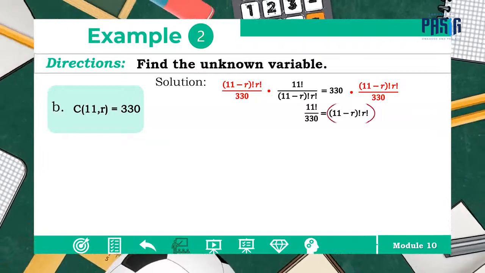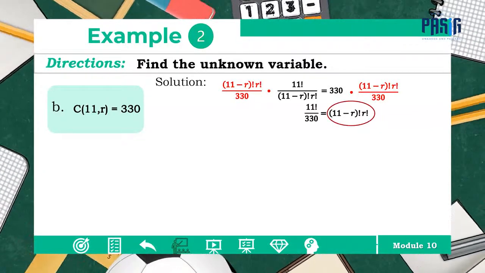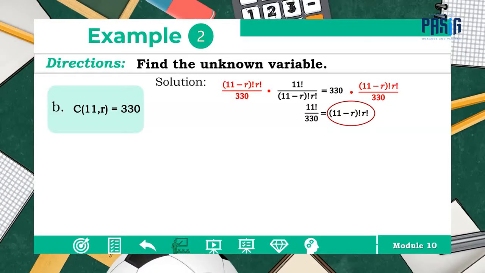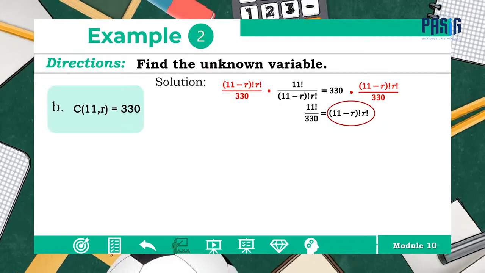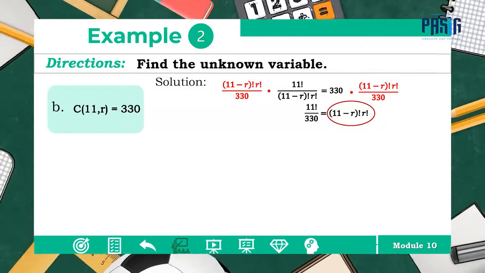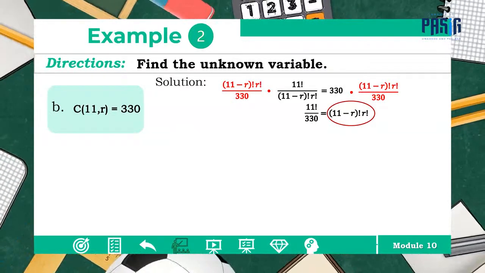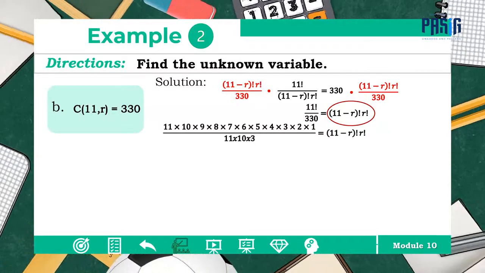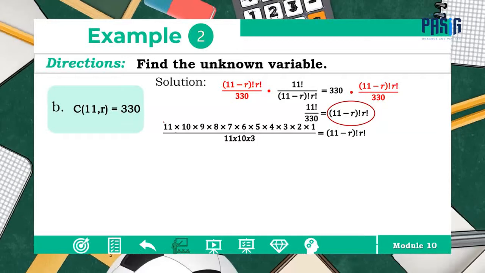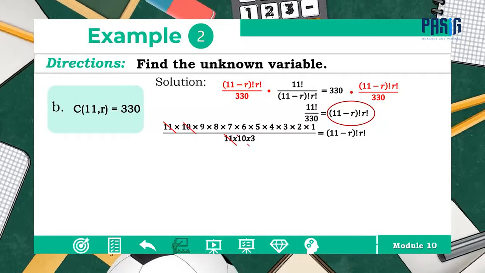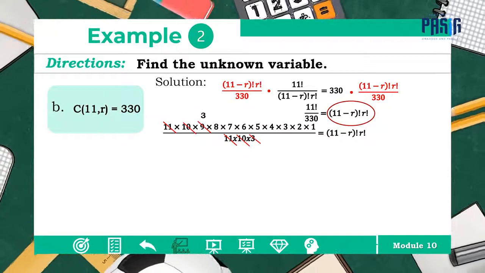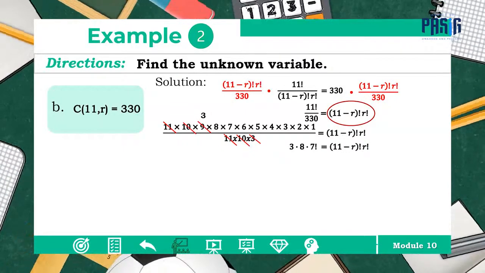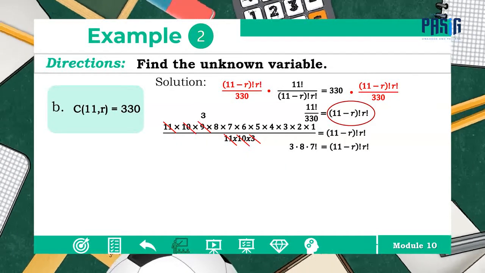Notice that the right side of the equation is a product of 2 factorials. Our objective now is to express also the left side of the equation as product of 2 factorials. Working on this, let us get the factors of 11 factorial and 330. From here, perform division. The remaining factors can be written as 3 times 8 times 7 factorial.